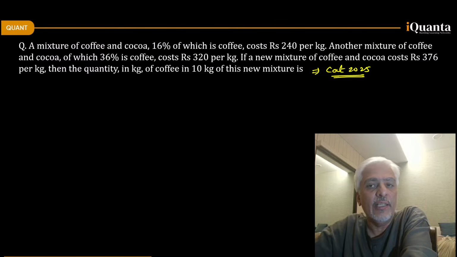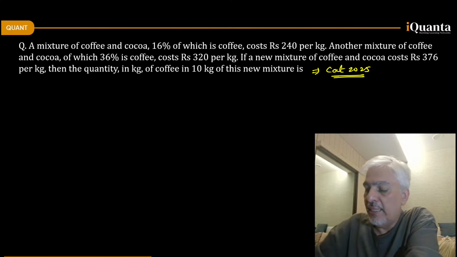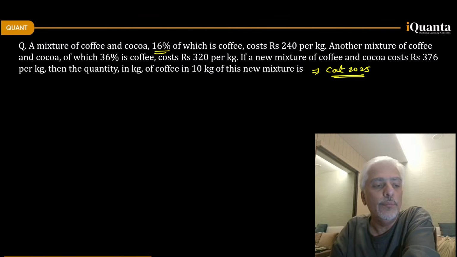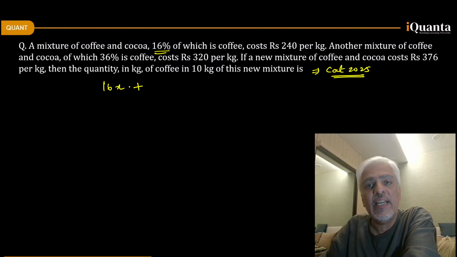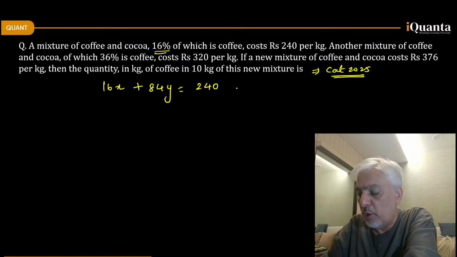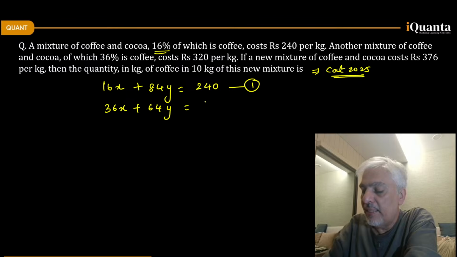Obviously, of the whole mixture, Priyanka, there is 16% coffee, which means there is 84% cocoa. So suppose coffee is costing 100x. So 16% of 100x will become 16x. And cocoa is costing 100y. So plus 84y will be 240. Equation number 1. Another mixture of coffee and cocoa costing 36% coffee. So 36x plus 64y is 320.